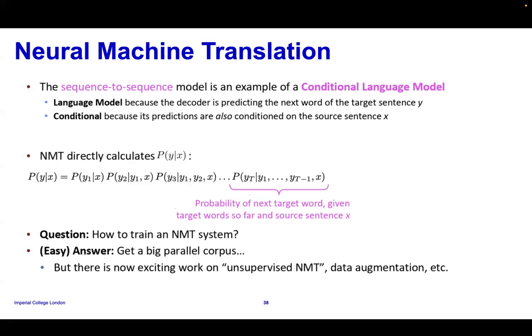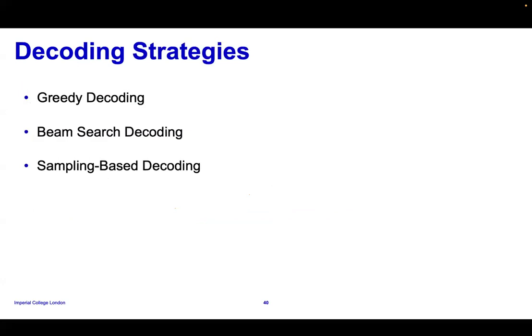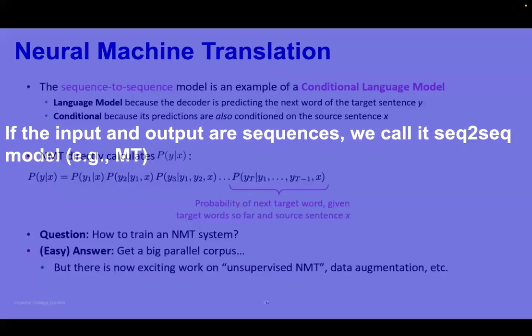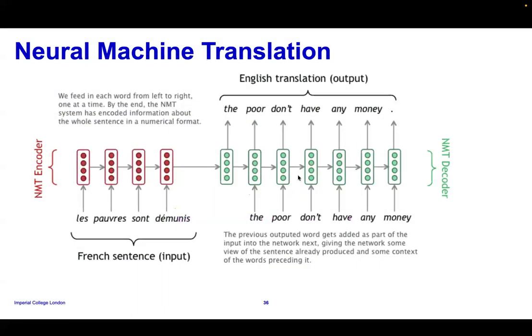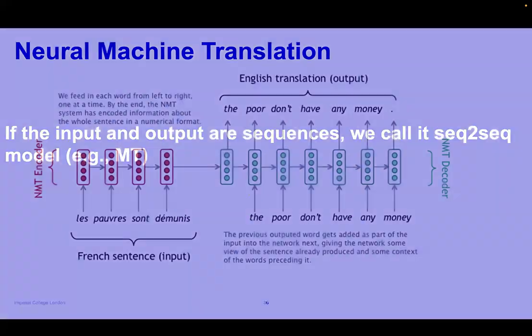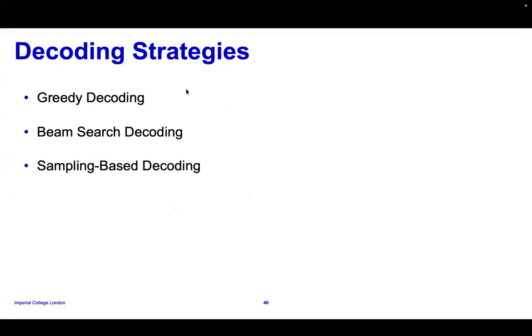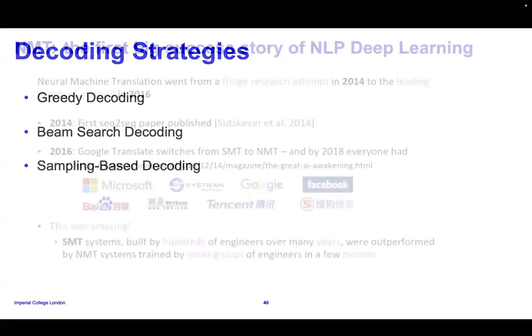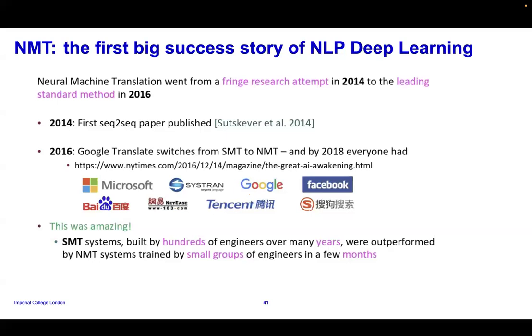So let's go again. We also have something for decoding. We have an encoder and a decoder, and decoding from the input here, we have many decoding strategies. You have greedy decoding, beam search decoding, and sample-based decoding, which we do not discuss a lot here.